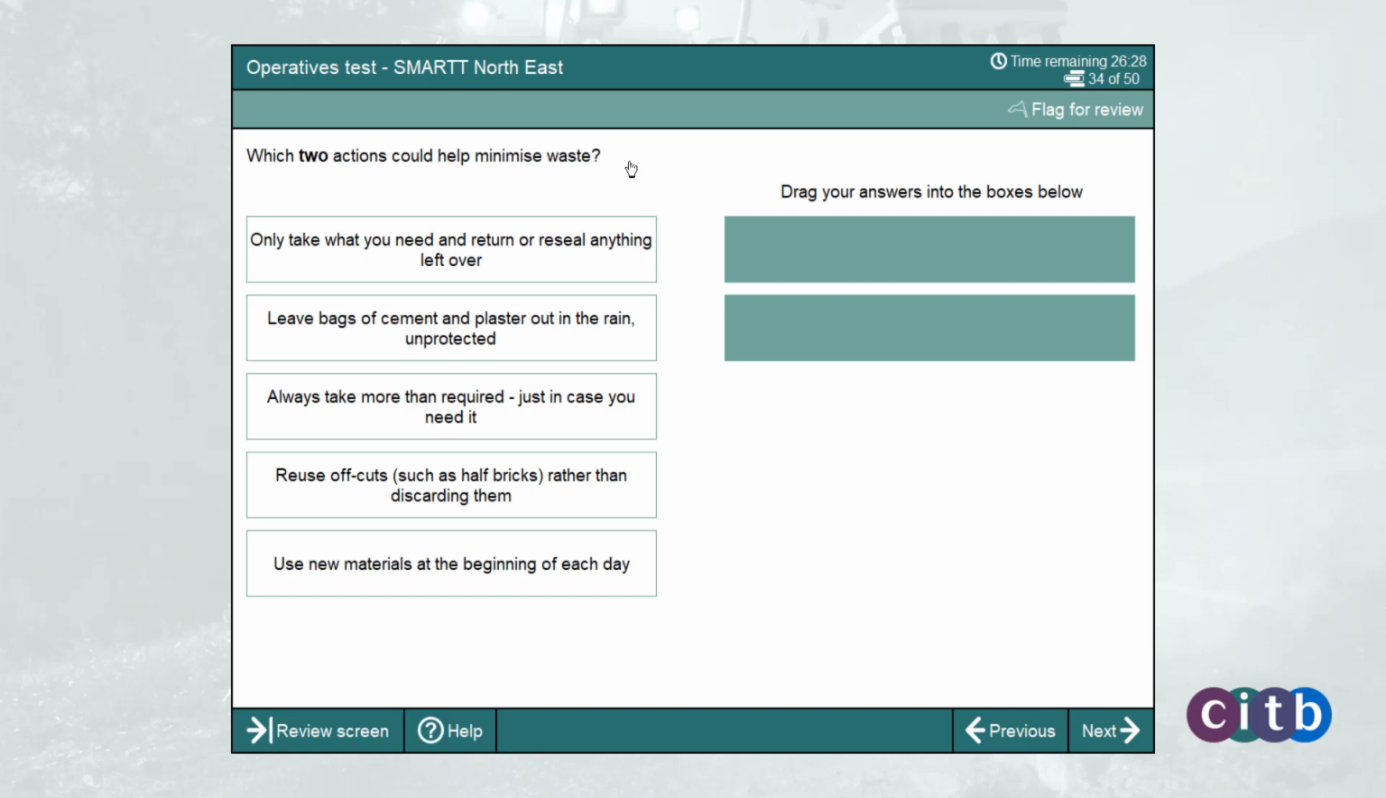Which two actions could help minimize waste? Only take what you need and return or reseal anything left over. Leave bags of cement and plaster out in the rain unprotected. Always take more than required, just in case you need it. Reuse offcuts, such as half bricks, rather than discarding them. Use new materials at the beginning of each day.